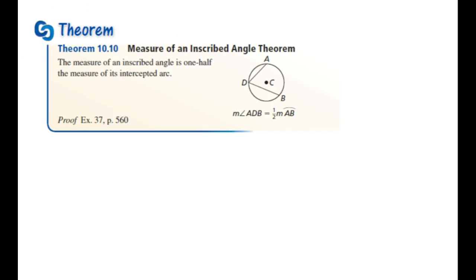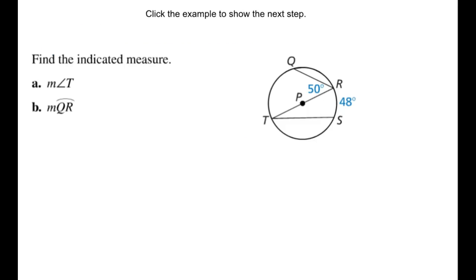a little different. So when we were looking at central angles, we saw that the angle measurement was the same as the arc measurement. Well, here, since we have inscribed angles, I know that my angle is going to be half the size of my arc. That's what this little part tells me, that the measure of my angle is half of the intercepted arc. So let's look at an example.